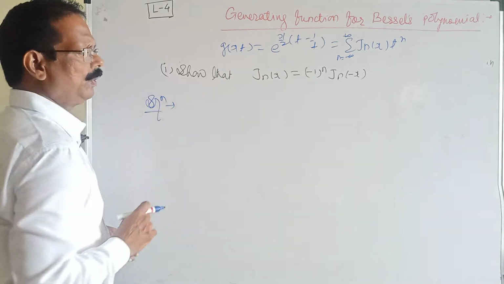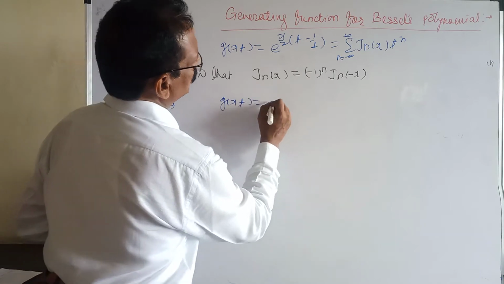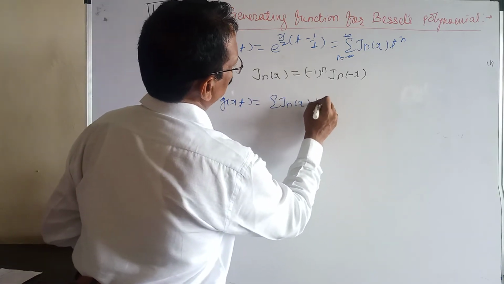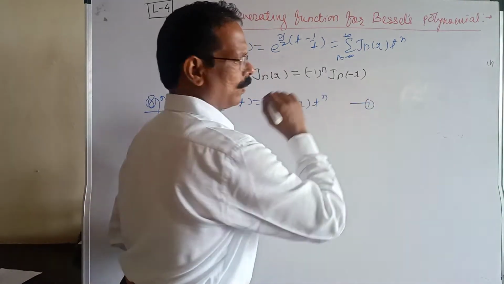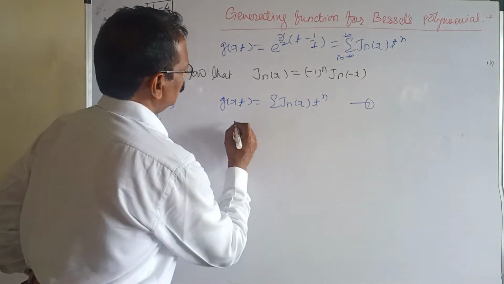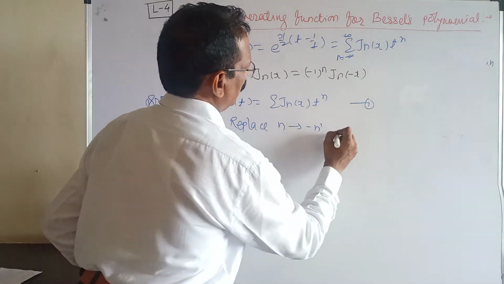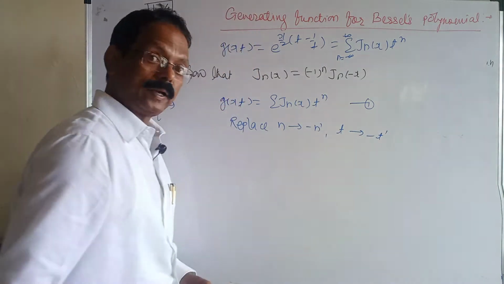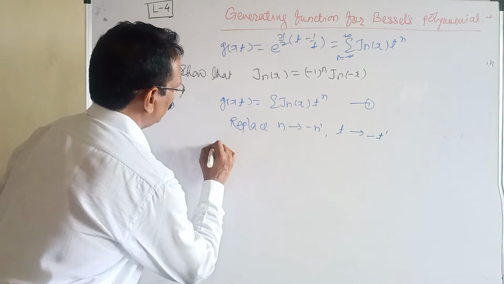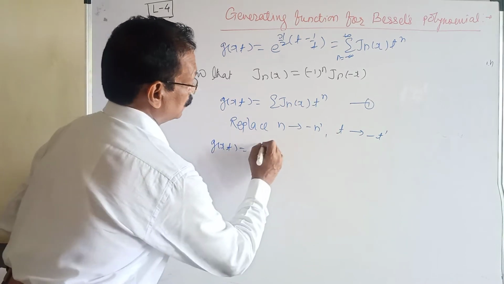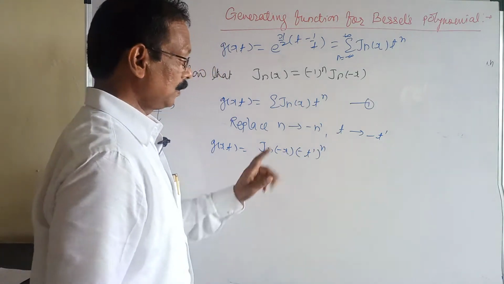Now the solution. We know the generating function for Bessel's polynomial is g of x t is equal to summation of Jn of x into t raised to n. It is nothing but the generating function for Bessel's polynomial, so we consider it as equation number 1. Then replace n by minus n dash and t by minus t dash. So in the equation we replace n by minus n dash and t by minus t dash. So equation number 1 becomes Jn of minus x into minus t dash raised to n. So this is the next term.